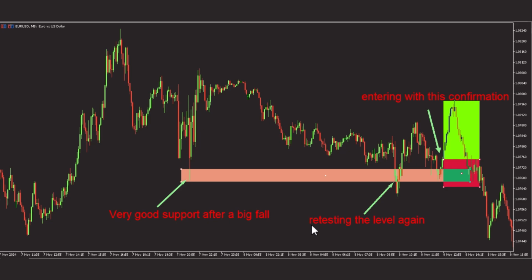Okay, in this example, you can see that after a big fall, price touched this level again and again pulled back, and this is a confirmation. And after you see this big green candle here, you can enter the market. As you can see here, the risk reward ratio is more than 2, and we have two confirmations, one here and one other is the candle that is for the second strategy.